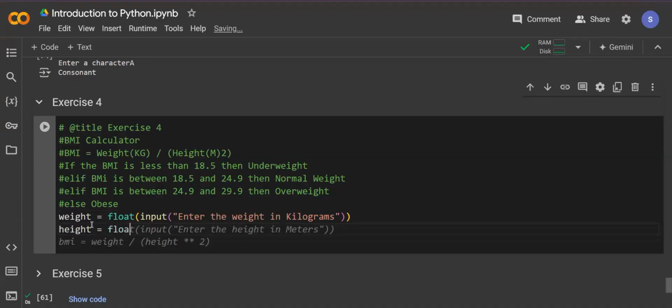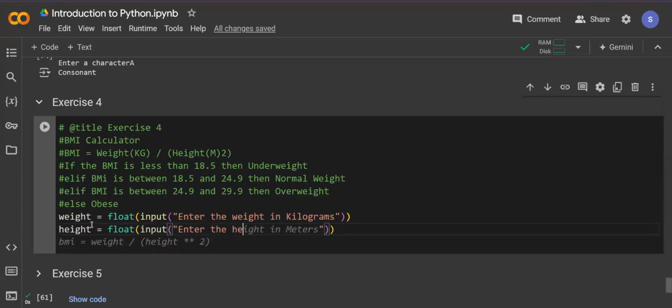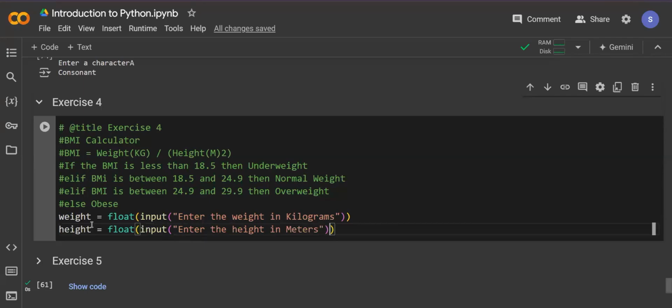Height is equal to float input, enter the height in meters, correct? Now let's understand what the formula is. BMI is equal to weight in kgs divided by height in meters squared. Height is not multiplied by 2, it is squared. So I'll be writing that here.